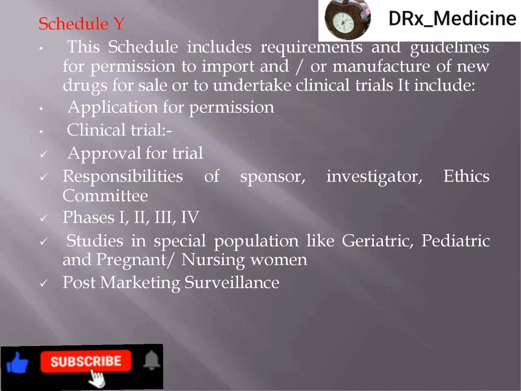Schedule Y. This schedule includes requirements and guidelines for permission to import and/or manufacture new drugs for sale or to undertake clinical trials. It includes application for permission, clinical trial, approval for trial, responsibilities of sponsor, investigator, ethics committee, phases 1, 2, 3, 4 studies in special populations like geriatric, pediatric and pregnant/nursing women, and post-marketing surveillance.